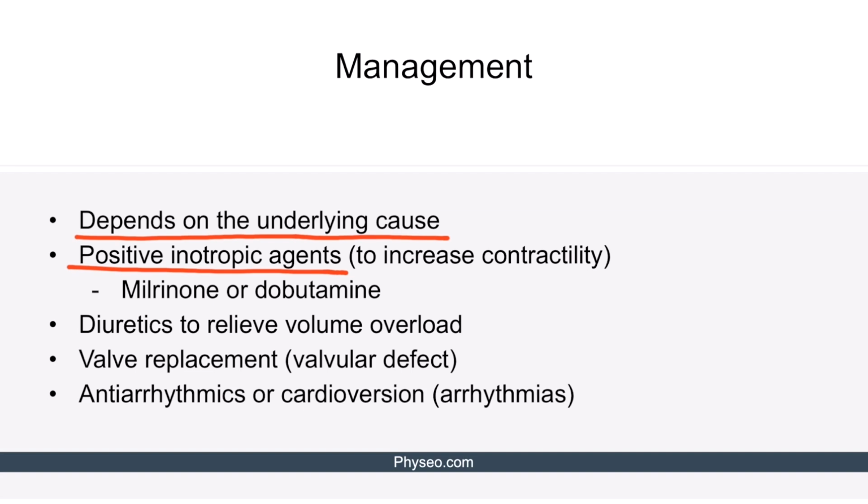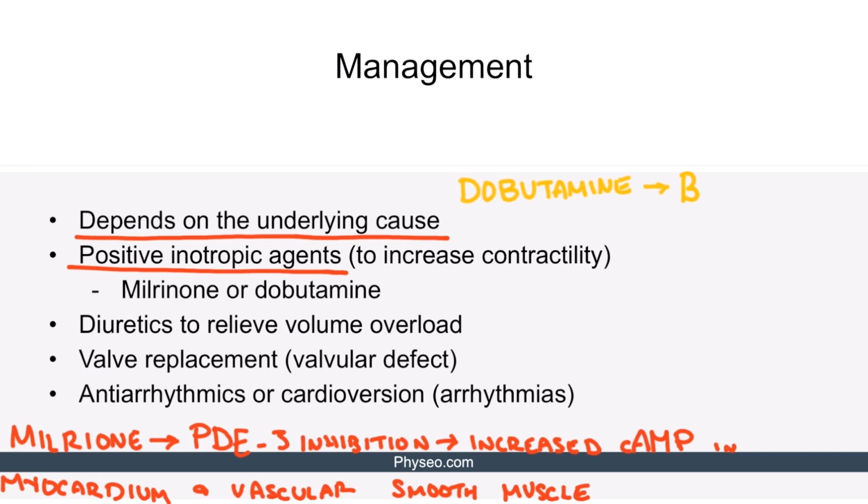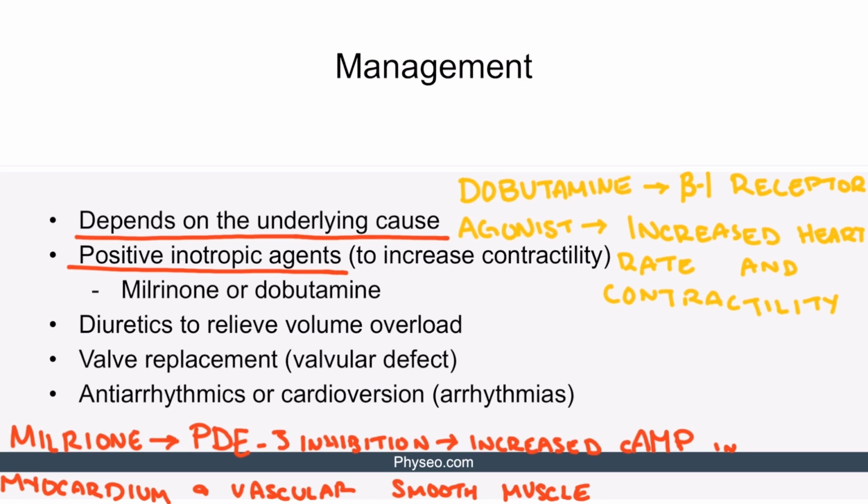And the mechanism of action and other details that are important regarding milrinone and dobutamine can be seen in our pharmacology chapter. We have image mnemonics to help you memorize those details. But just by way of brief review, milrinone is a phosphodiesterase 3 inhibitor, and it increases cyclic AMP levels in the myocardium and the vascular smooth muscle. So that causes increased contractility and vasodilation. Dobutamine, on the other hand, is a beta-1 receptor agonist, and it also increases heart rate and contractility. So those are positive inotropic agents.